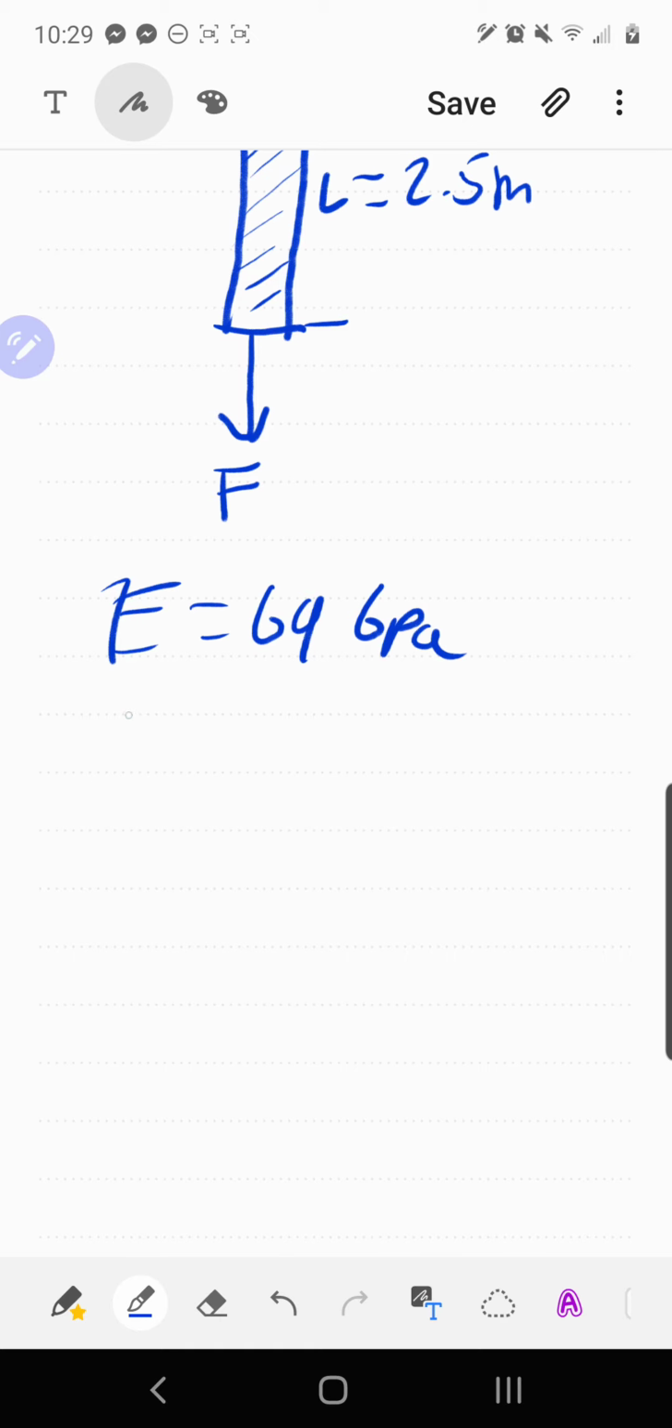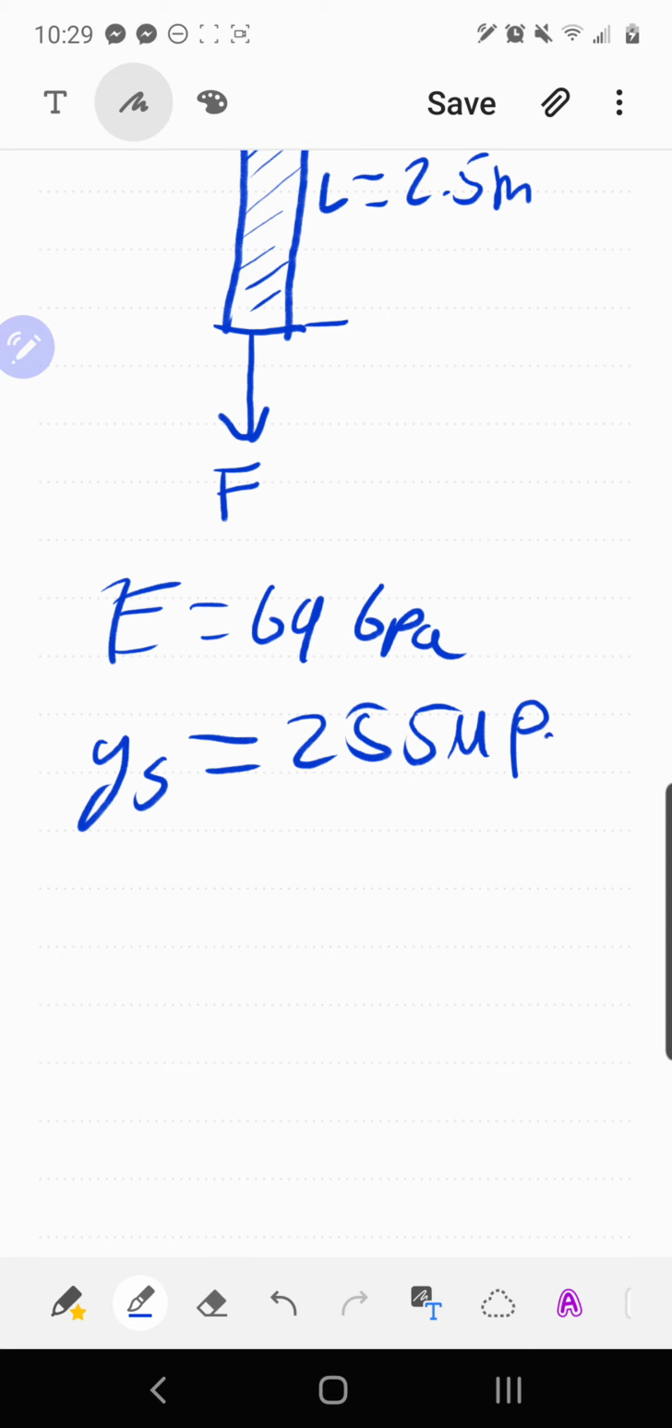And the yield strength in tension, what do we call that? Yield strength, we'll call it YS. 255 MPa. Or let's call it sigma S.